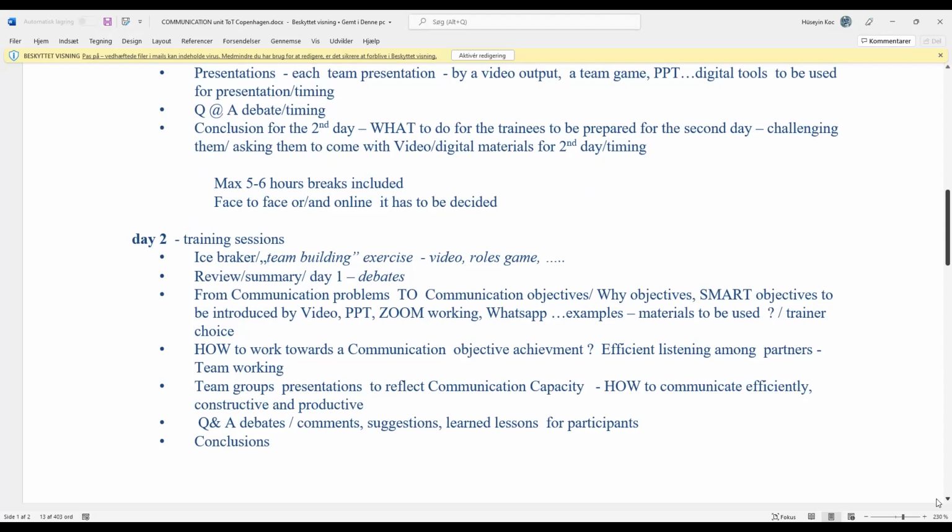How to work towards communication objectives, achievement, efficient listening among partners, and efficient answering to the right questions. Team groups presentation, debates, conclusions. This should be an example of how to do it. It's up to you what time is allocated per session and what kind of materials you'll use. Nobody will tell you to use this and that.